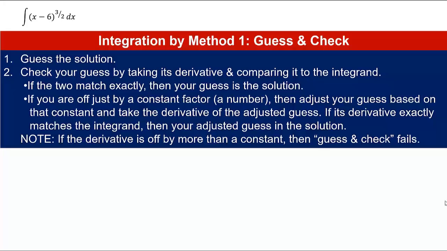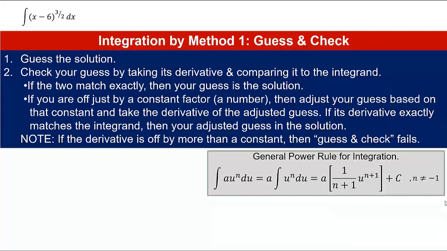If it's off by a constant factor, just a numerical value, you can adjust that in your guess, we'll call that the adjusted guess, by using the reciprocal of what you're off by. Then check that solution by taking its derivative, making sure it matches the original integrand. If it does, then that's the answer. If you cannot get a match within a constant, just a numerical value, then guess and check doesn't work. In general, we're going to be using guess and check on the easier of these problems in any case. So you always have other choices.